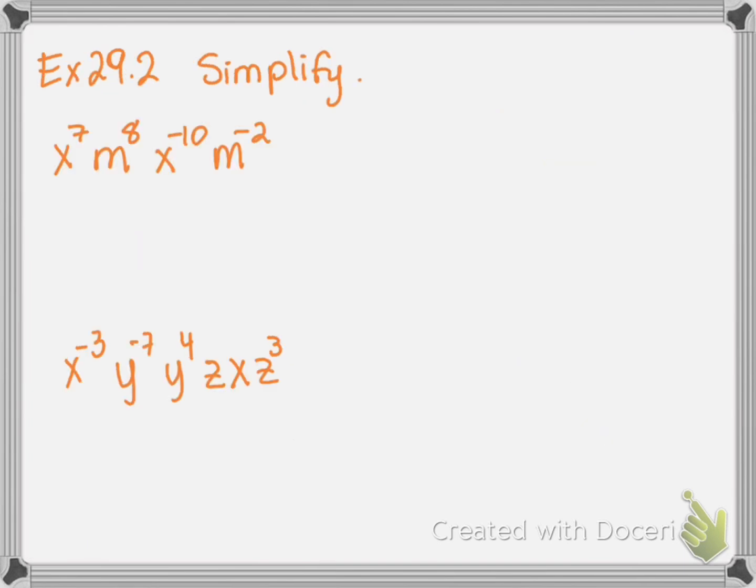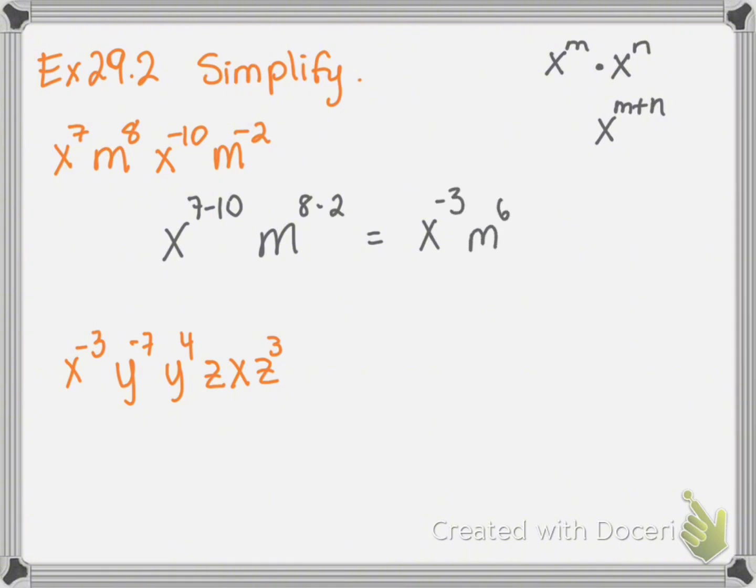And that's it. Now in the next example, we have a couple of letters and then we have to multiply. Now remember the rule for multiplication: if I have a base with an exponent times the same base with another exponent, we keep the base, but we add the exponents. All right, so with that rule in mind, we're going to simplify, and we're going to do 7 minus 10. Remember, that's adding because we're not changing signs. And then we have 8 minus 2. And so the answer is going to be x to the negative 3 and m to the positive 6.